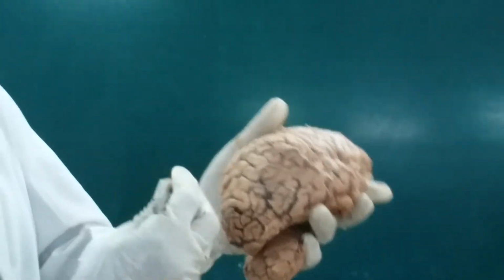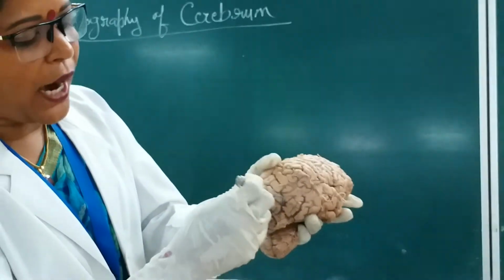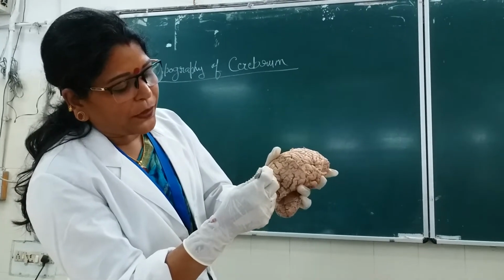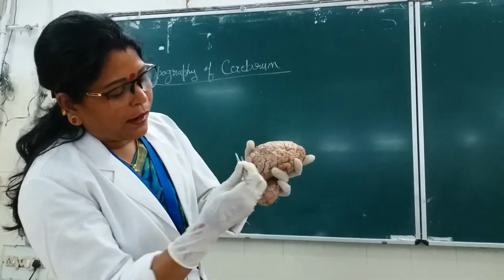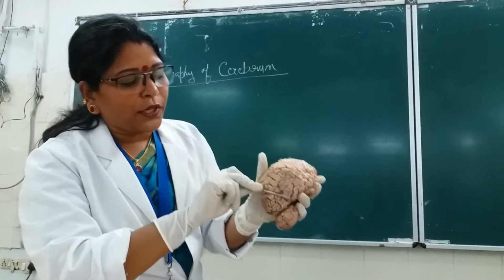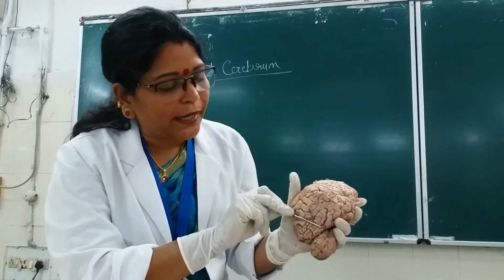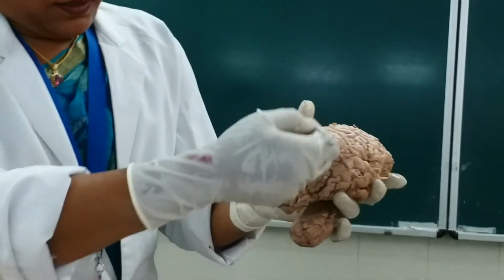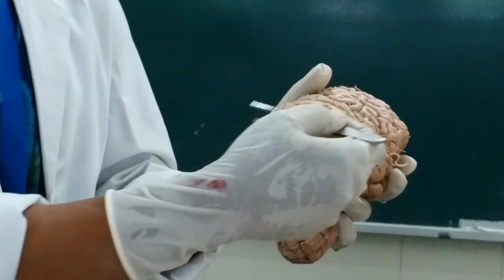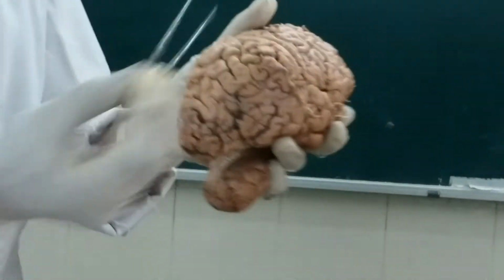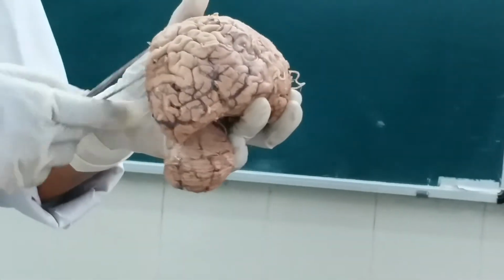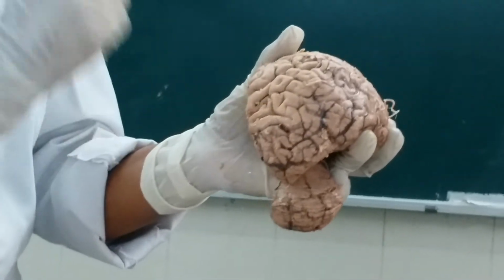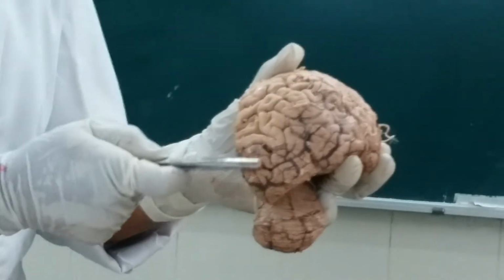So, the first imaginary line which is starting from the parieto-occipital sulcus and going up to the occipital notch will divide the occipital lobe posteriorly from the parietal lobe anteriorly. This is the boundary between the parietal lobe and the occipital lobe.